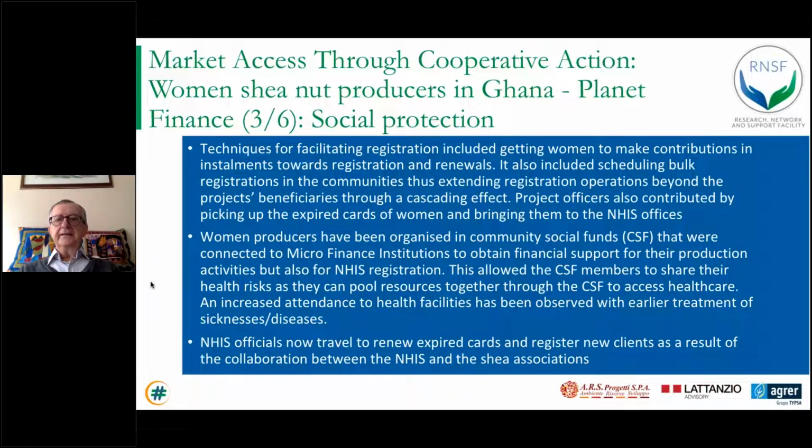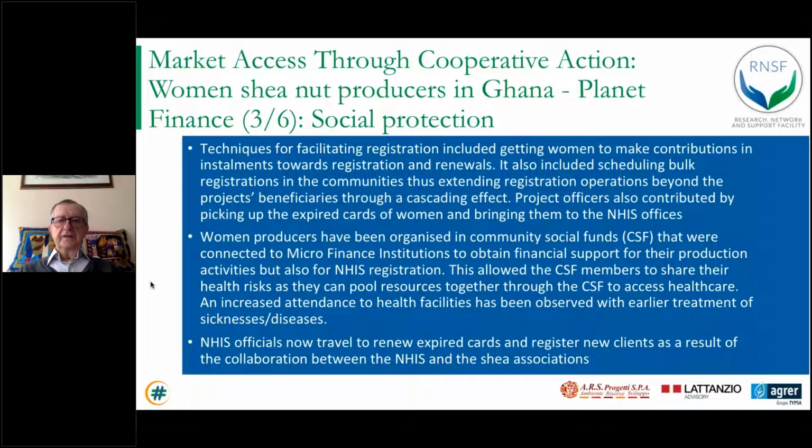Techniques for facilitating registrations included getting women to make contributions in installments towards the registrations and the renewals. It also included scheduling bulk registrations in the communities, thus extending registration operations beyond the beneficiaries of the project themselves. Project officers also contributed by picking up the expired cards of women and bringing them to their offices.